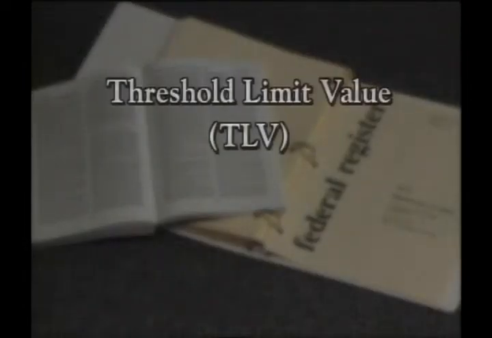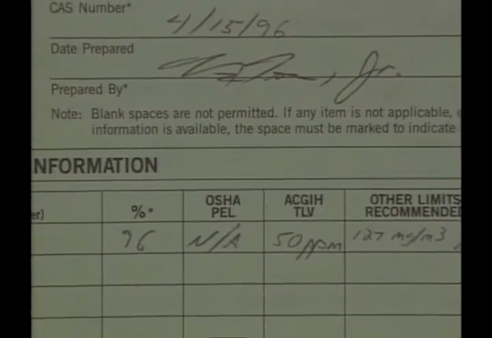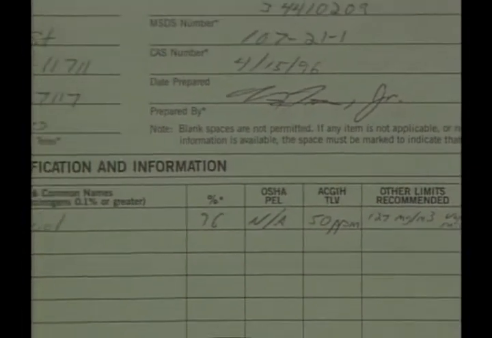Agencies such as OSHA and the ACGIH have set limits for how much of each substance you can be exposed to safely. This limit is called either the threshold limit value, TLV, or the permissible exposure limit, PEL. You can find the TLV or PEL of any particular hazardous substance listed on its MSDS.